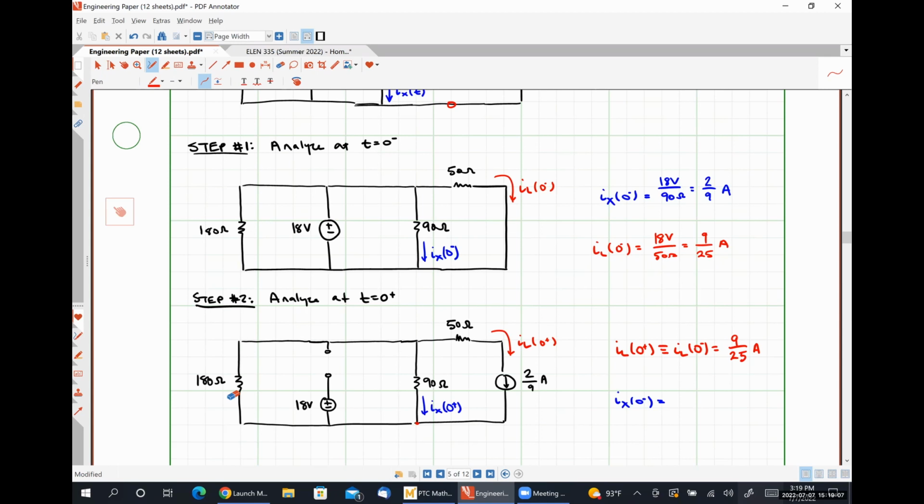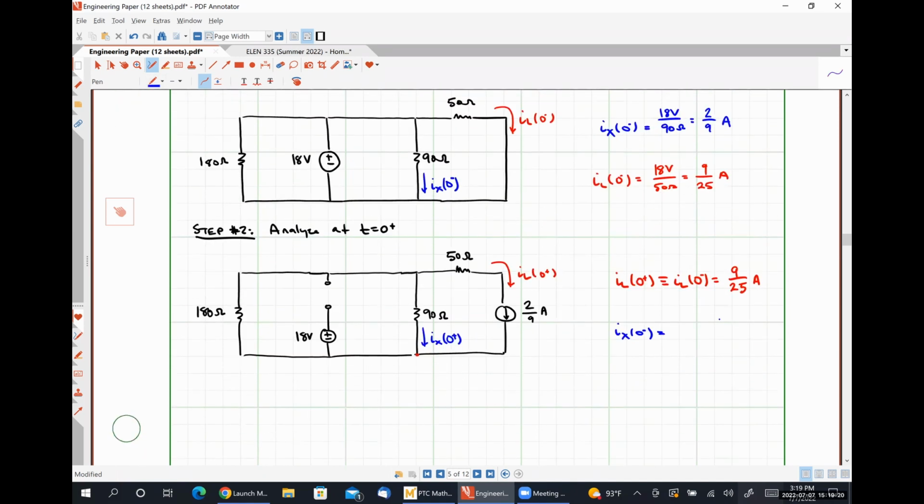Current division. That's how I would approach it as well. We could also do mesh here, but I think current division is a very reasonable thing. All right, so let's write this down here. Ix at 0 plus is going to be our inductor current.